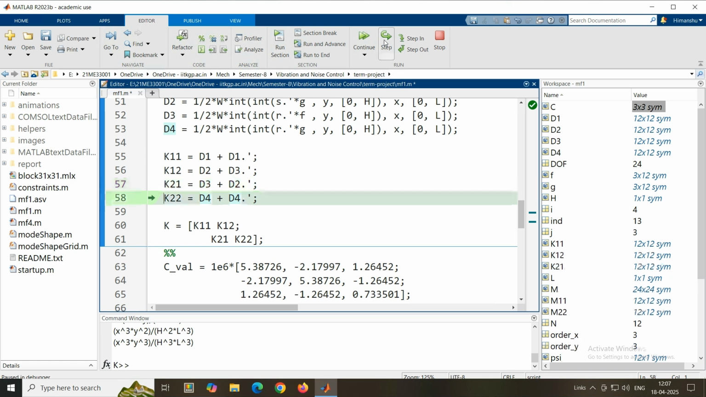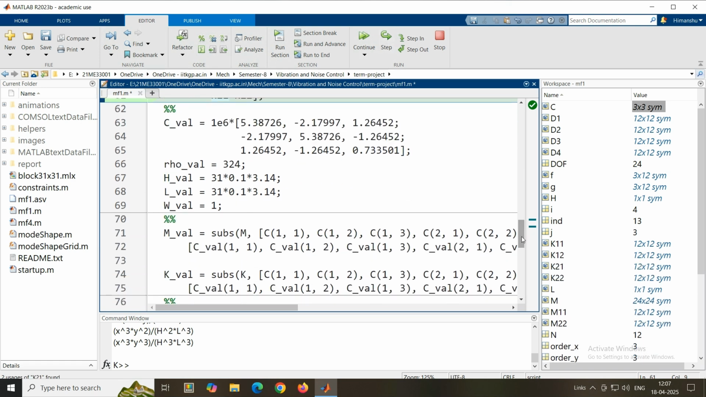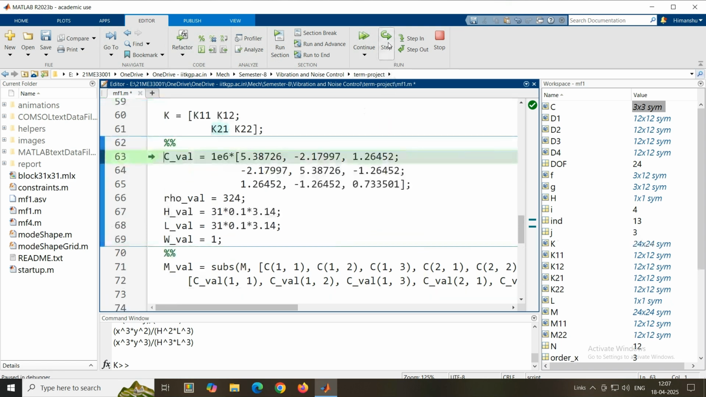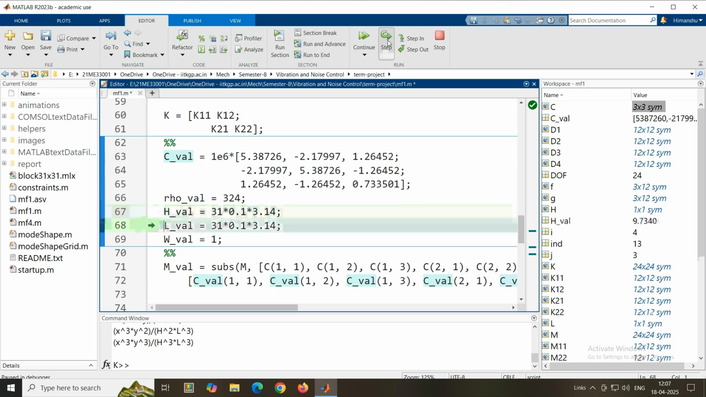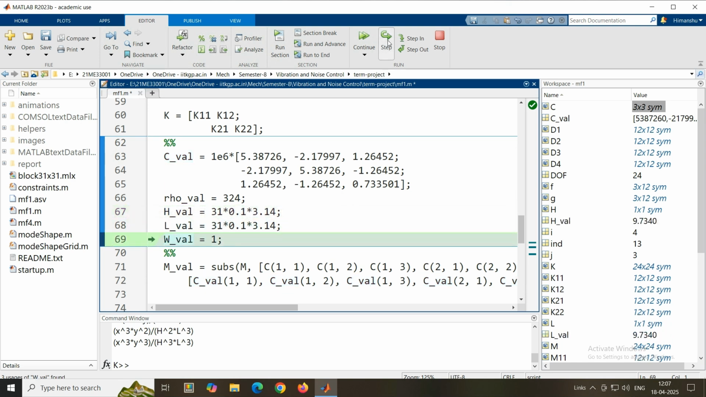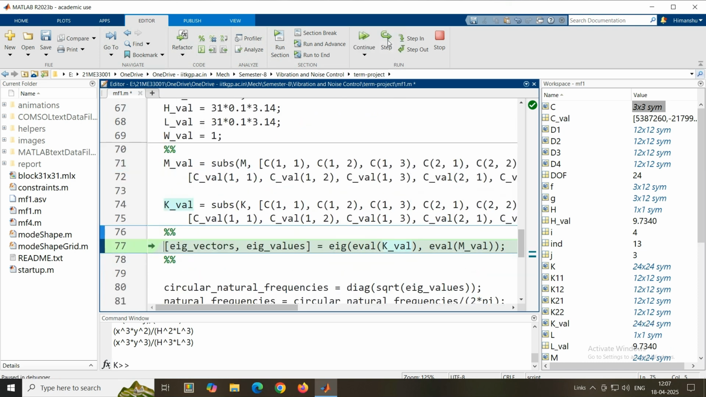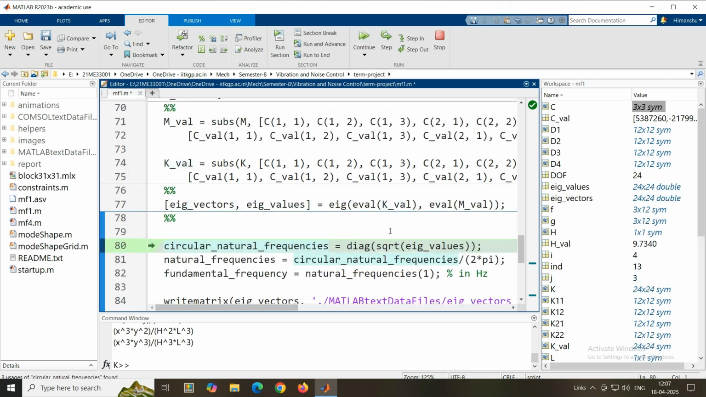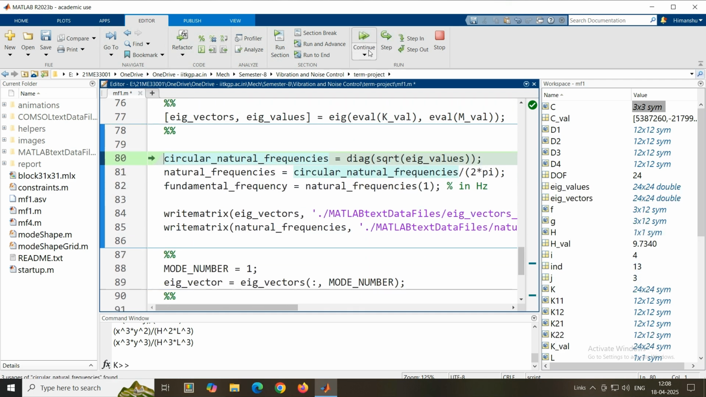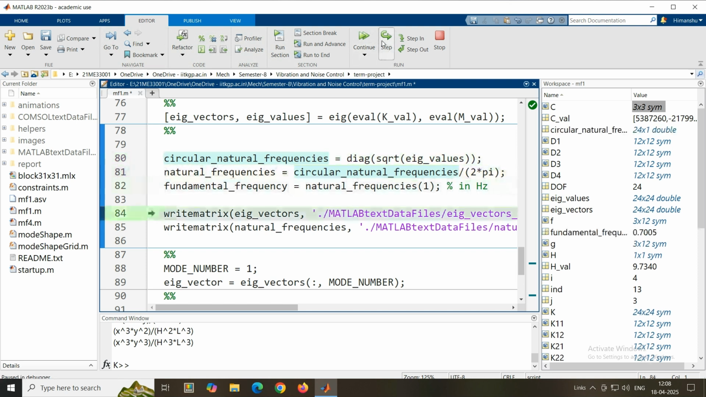Here are the components of the stiffness matrix. This is the numerical C matrix that is given in the paper, and these are the other parameters, the numerical K and M matrices. From there, we calculate the eigenvectors and eigenvalues. Then I'm writing these eigenvectors and the natural frequencies to a text file.